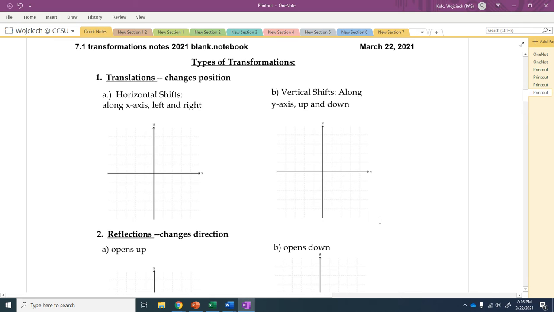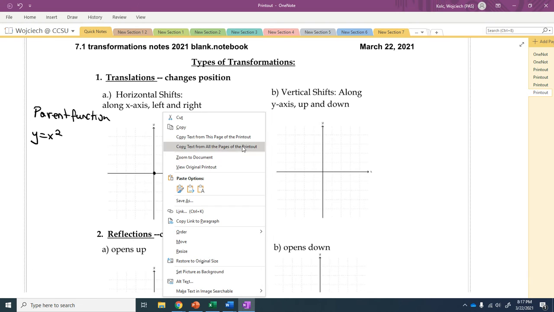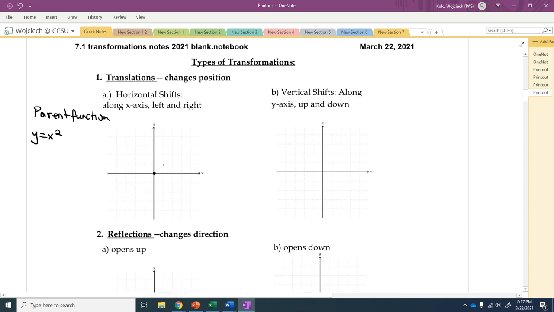Translations. Changes position. Now, we're going to talk about the parent function in a few minutes, but maybe I should write it here. The parent function for a parabola is y equals x squared. And this graph goes to the vertex. Okay? And then if you want to know a few ordered pairs, it will be 1, 1, and it could be 2, 4.